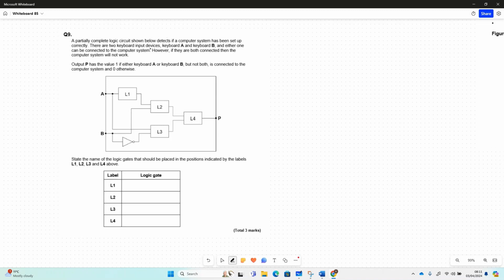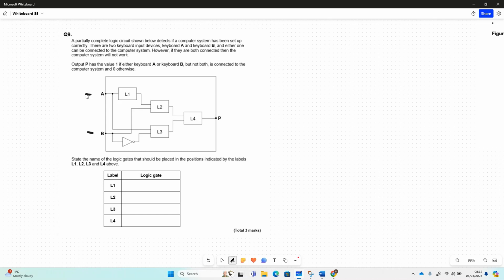So we've got a partially complete logic circuit. It detects if a computer's been set up correctly. There are two keyboard input devices, A and B, and either one can be connected to the computer. However, if they're both connected, then the system doesn't work. So it's either or, but not both, which is XOR.